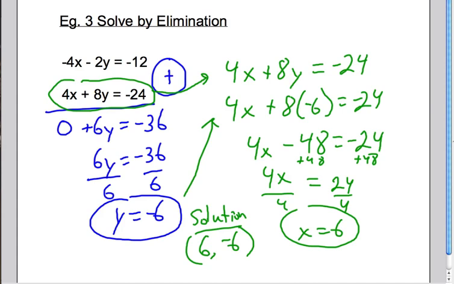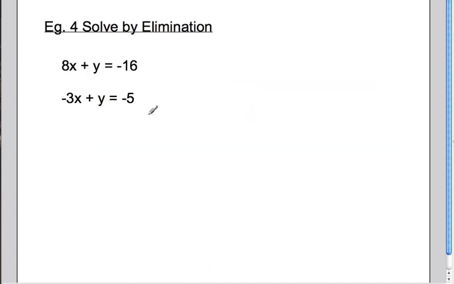Okay, one final example. In this equation, look at the x's. You can't get elimination by adding or subtracting. So, look at the y's. They match. They're a positive 1y and a positive 1y. So we can actually add these, or actually, oops, that's not going to work. If you add them, you get 2y. So we have to subtract in order to get elimination.